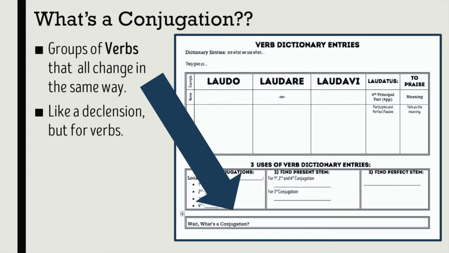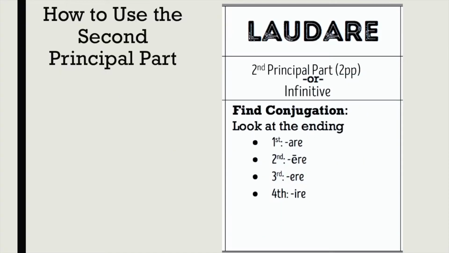So they're just groups of verbs that follow the same patterns. Okay, so now that you know what a conjugation is, again, they're just ways of sorting verbs based on the patterns that they follow. You know that if you want to know the conjugation of a word, you want to know what pattern it's going to follow, you're going to look at the second principal part, and you're going to see what the last three letters are.